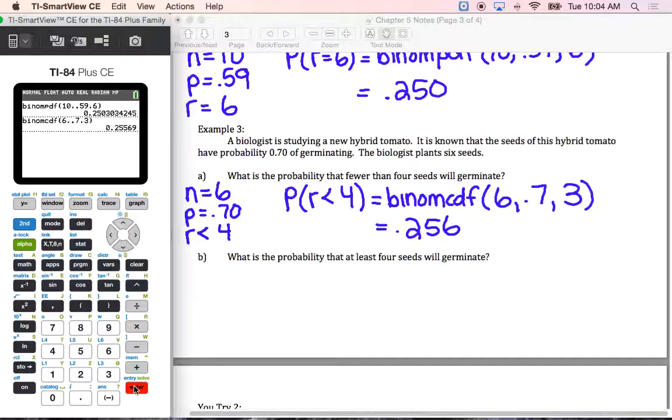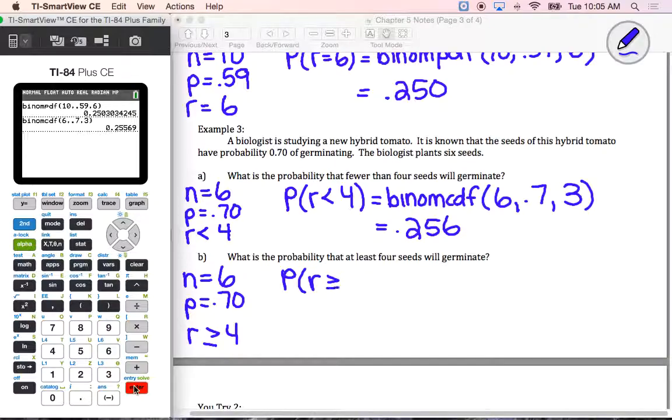Now for part B, we want at least 4 seeds will germinate. So we still have 6 for our N. We still have 0.70 for our P. Now if we want at least 4, that's greater than or equal to 4, because you're saying I want 4 and bigger. Now look at the last page to see how we write that into our calculator. So I want the probability R is greater than or equal to 4. That's going to be 1 minus this time. Whenever it's greater, we do 1 minus, because binomial CDF is only less than or equal to.